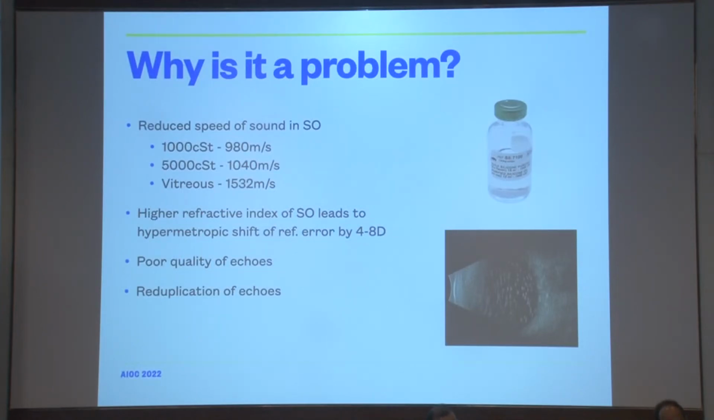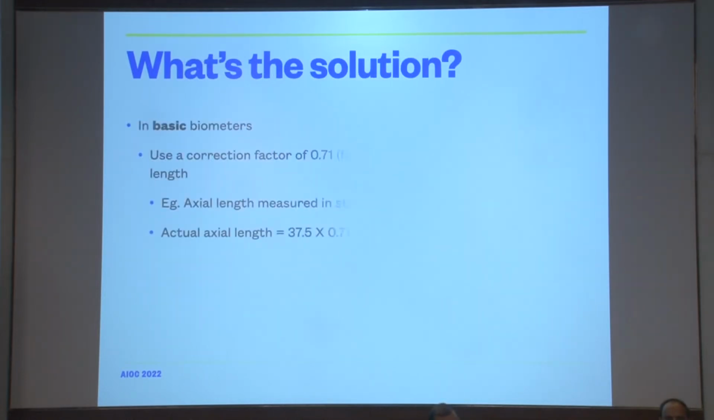The conduction speed in silicone oil is slower than that in vitreous. In vitreous, it's 1532 meters per second, whereas in silicone oil it's 980 for the lesser centistokes, that is 1000 centistokes silicone oil, and if you use 5000 centistokes, it is 1040. Also, the higher refractive index of silicone oil leads to a hypermetropic shift of refractive error by around 5 diopters, anything between 4 and 8 diopters. Also, when we take our measurements, there is poor quality of echoes and reduplication of echoes on the ultrasound.